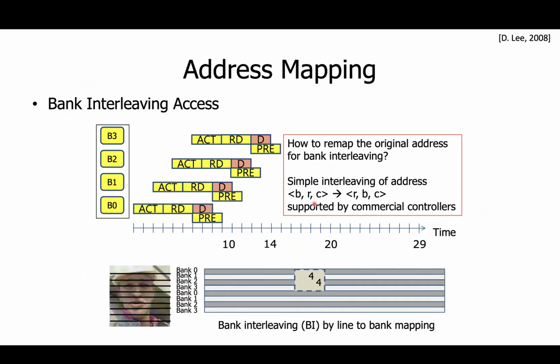Instead of using BRC, by using RBC, we can distribute data across multiple banks. So in such a case, a rectangular shaped memory access actually accesses 4 different banks in parallel, as in this case. So we can reduce the overall latency.